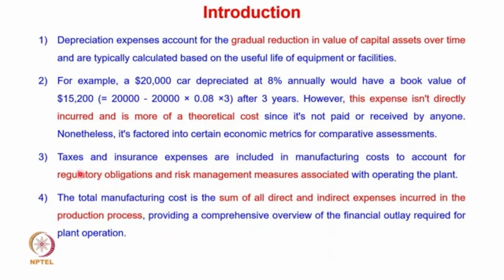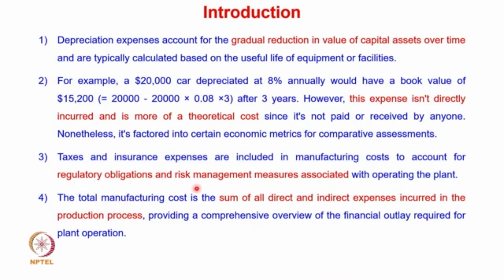Then the next indirect costs are taxes and insurance expenses. These are included in manufacturing costs to account for the regulatory obligations and also for risk management measures associated with operating the plant. So the insurance charges we have to pay in case some accidents happen should be covered through the insurance. Clearly risk management is also associated with this, and in order to manage the risk, insurance and other costs are also included.